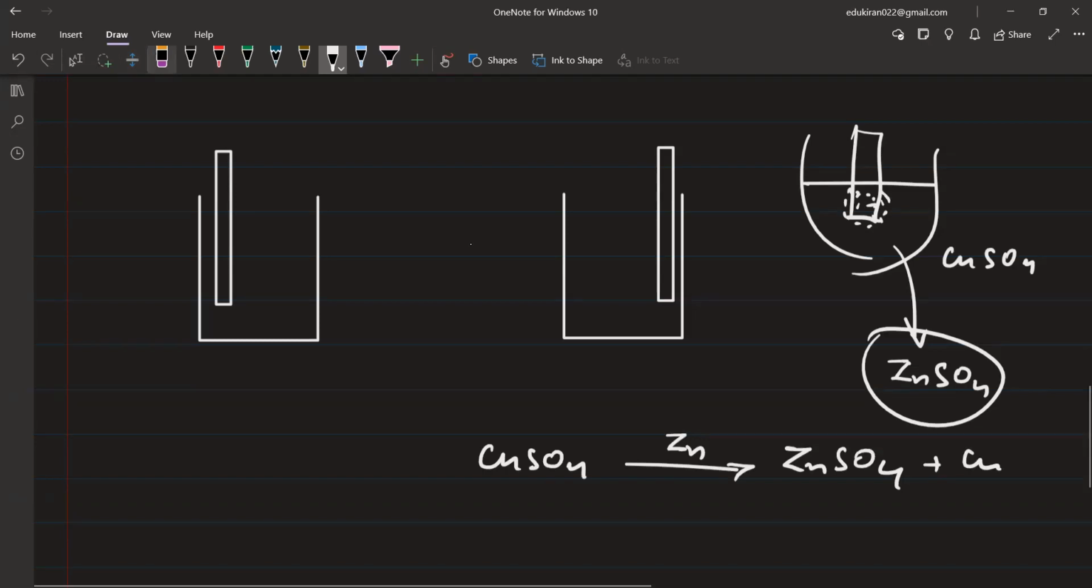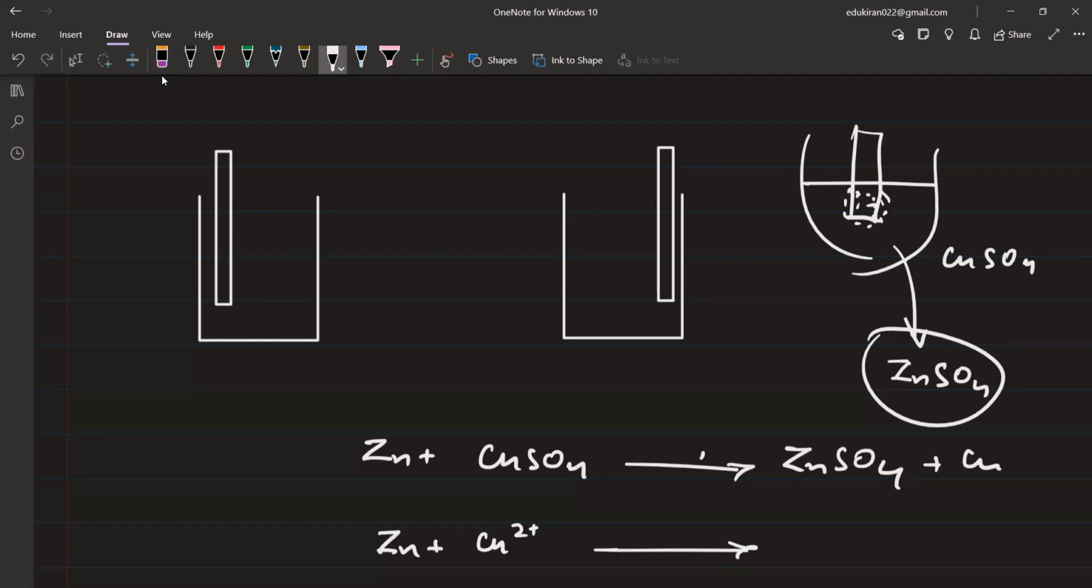Okay, so here you can see that the metals are playing a good role. So they started with reactions with metal. So we have zinc and CuSO4 and it is giving me ZnSO4 and copper. That means here zinc is in the form of zinc and here copper is in the form of Cu2+. And then it is going to get formed. Here zinc is in the form of Zn2+ and copper is in the form of copper.